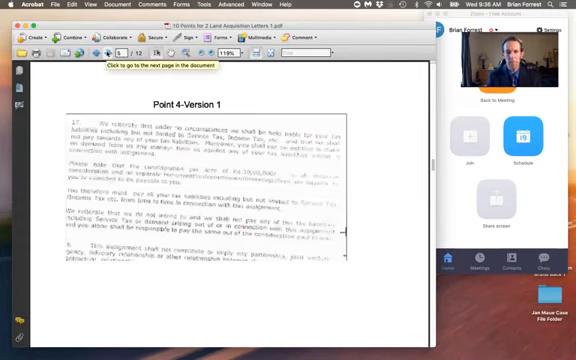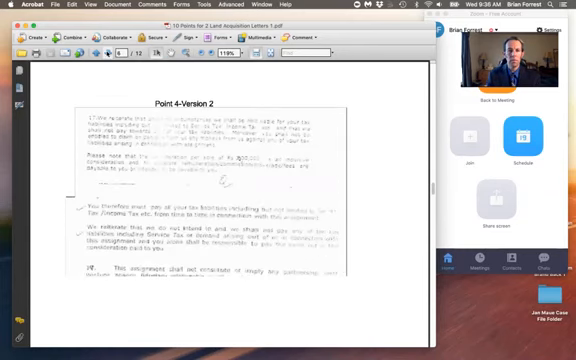Point number 4, version 1, clause 17, is in its entirety, all 4 paragraphs on one page. Version 2, clause 17, starts out with 2 paragraphs and continues on the following page with the last 2 paragraphs.